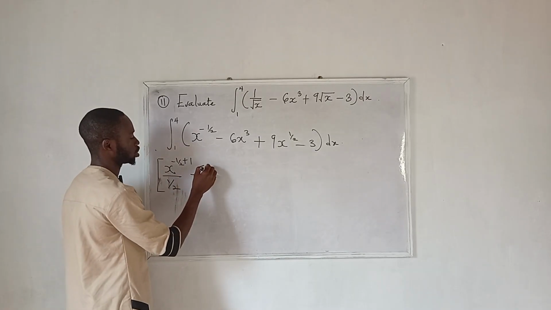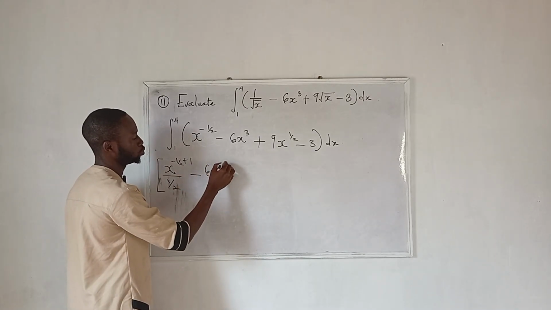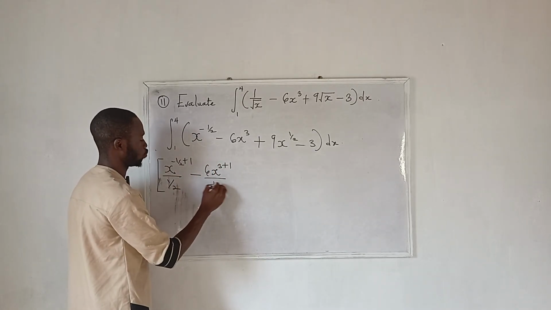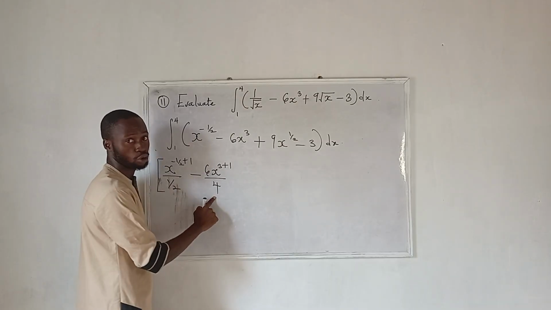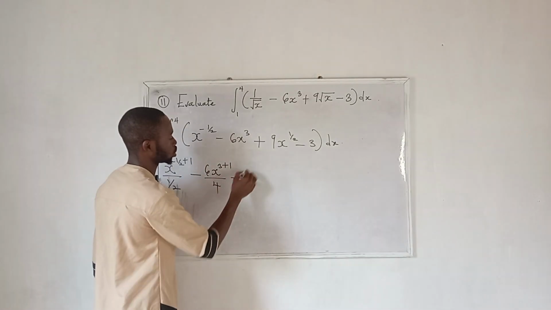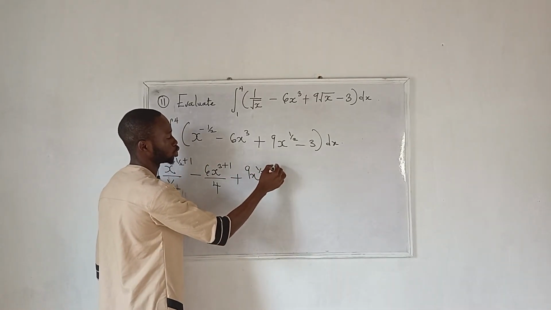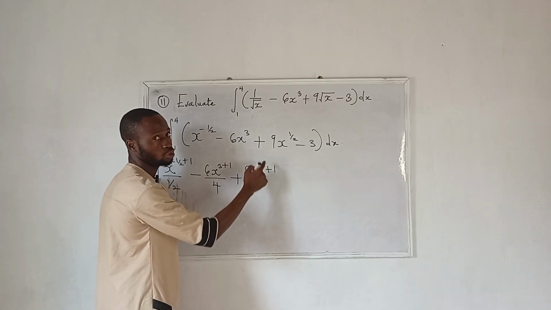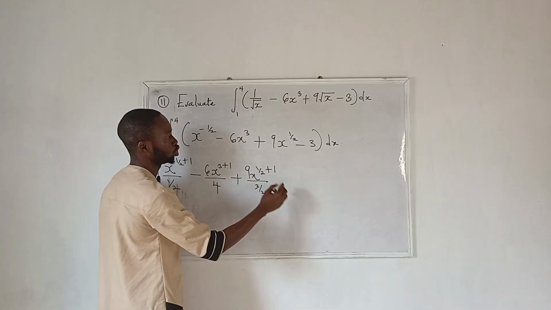Then we have minus 6x cubed, then add 1 to the power. So that would be what? Over 4, because 3 plus 1 is 4. You divide it by the power. Then plus 9x to the power of 1 over 2, plus 1. Then you divide it by the power. 1 over 2 plus 1 gives us 3 over 2. Minus.